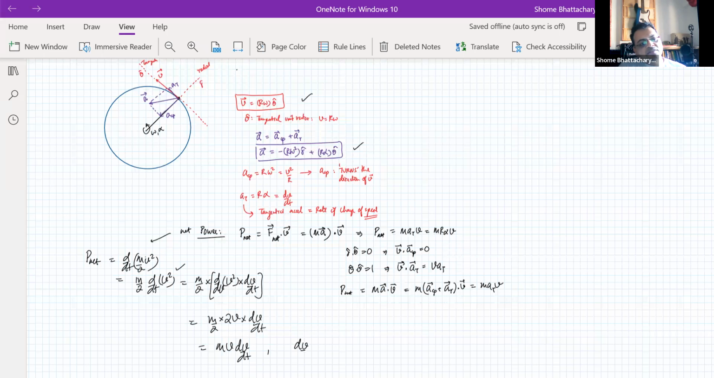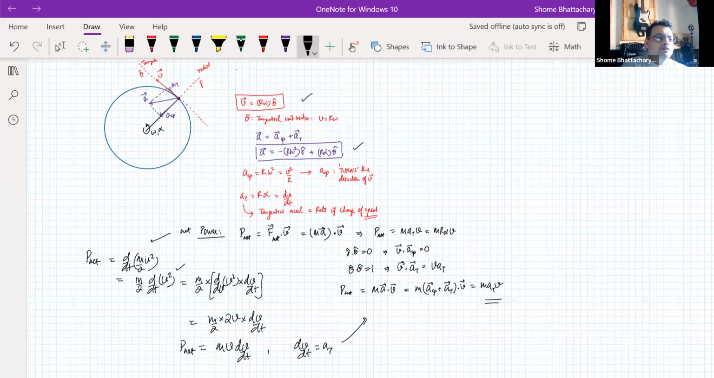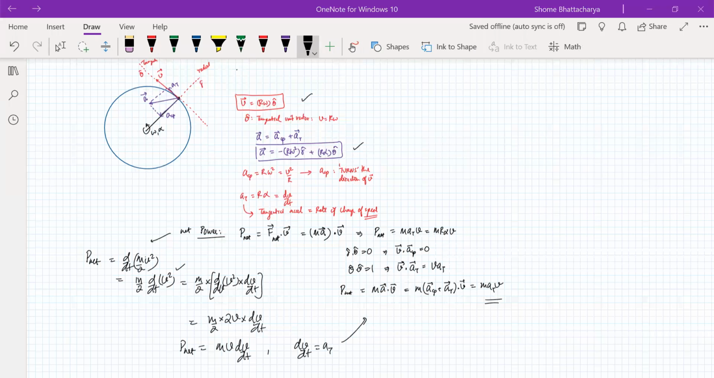Now you can see that dv by dt, by definition, is tangential acceleration. So that's how we again get that net power is... Okay, so this is something very important to remember from the point of view of properties of circular motion.